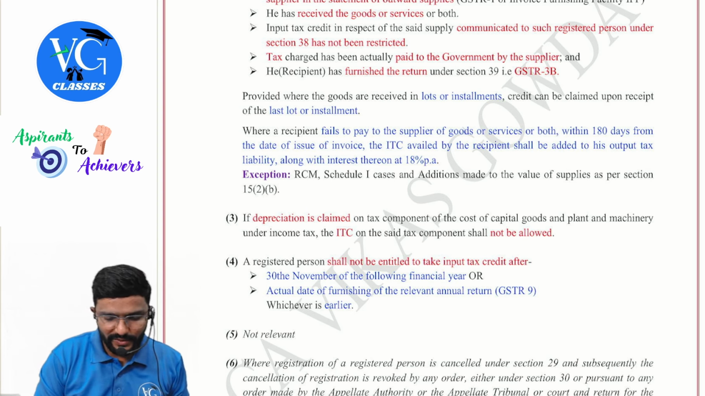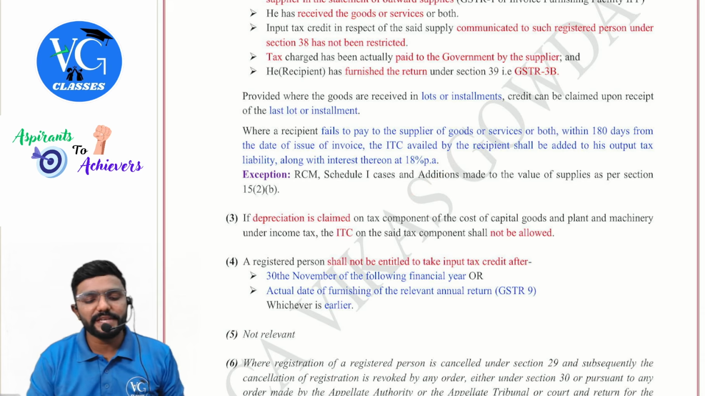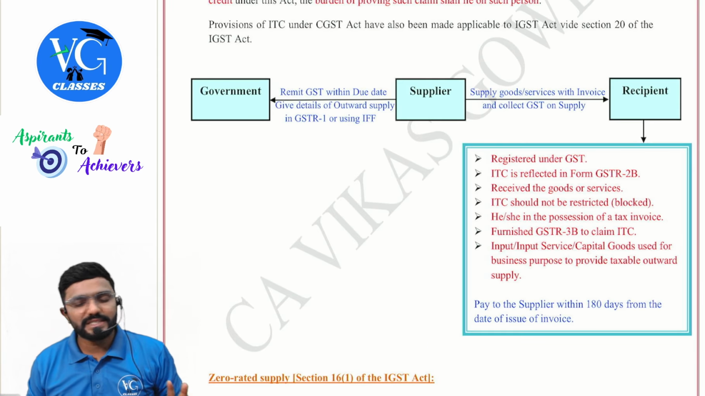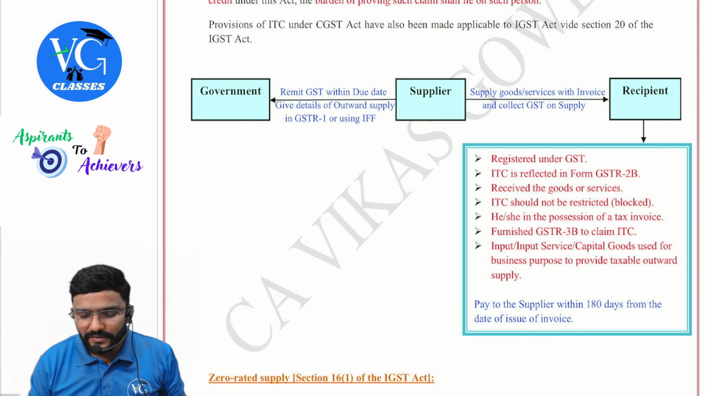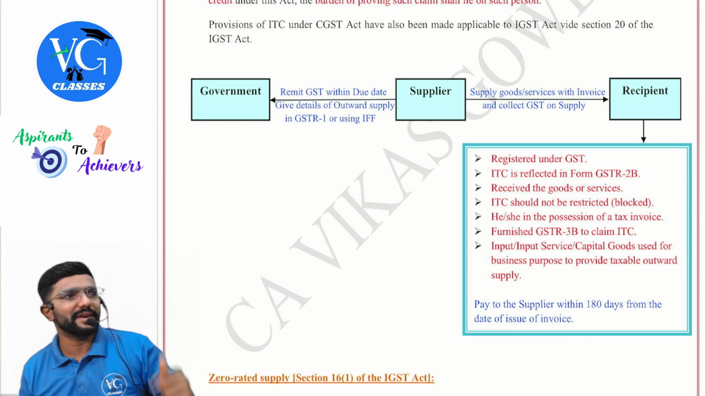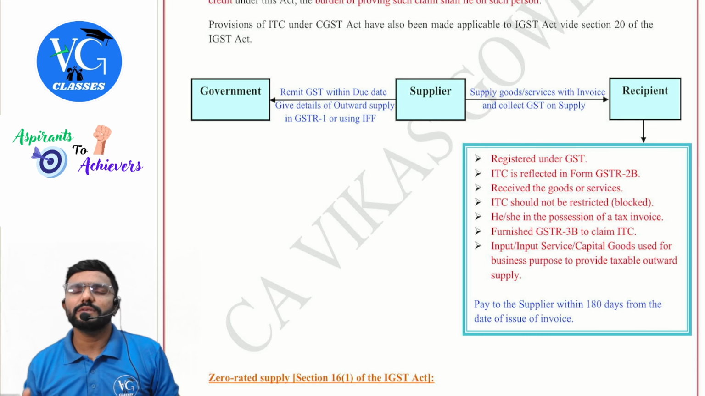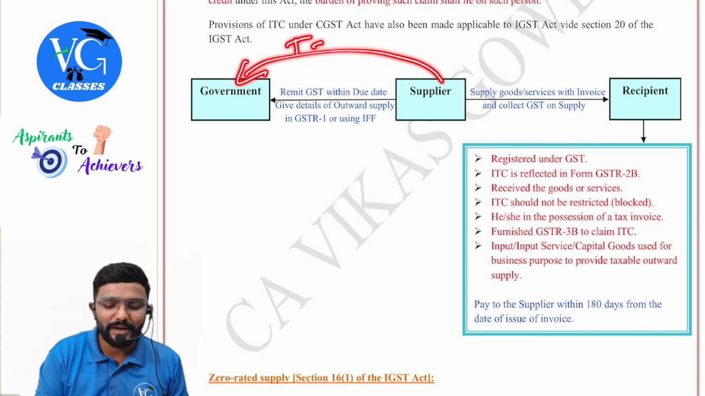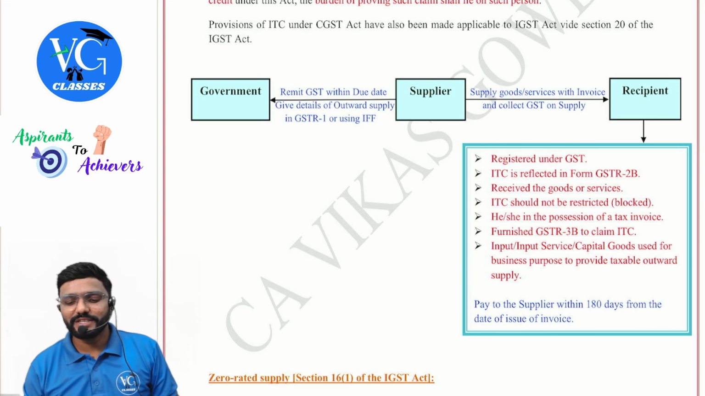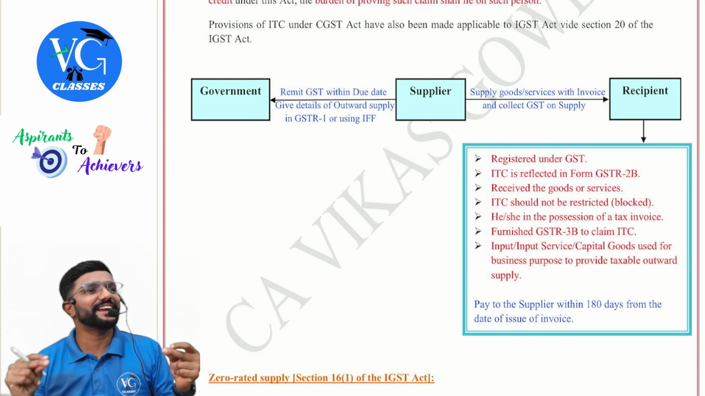Then this 180 days thing. If the recipient has purchased the goods or services on credit basis, and from the date of invoice, even within 180 days, if they have not made the payment but already claimed the credit, how can the recipient claim the credit? Assume the supplier has deposited the tax from his own pocket. So the recipient is enjoying free credit.